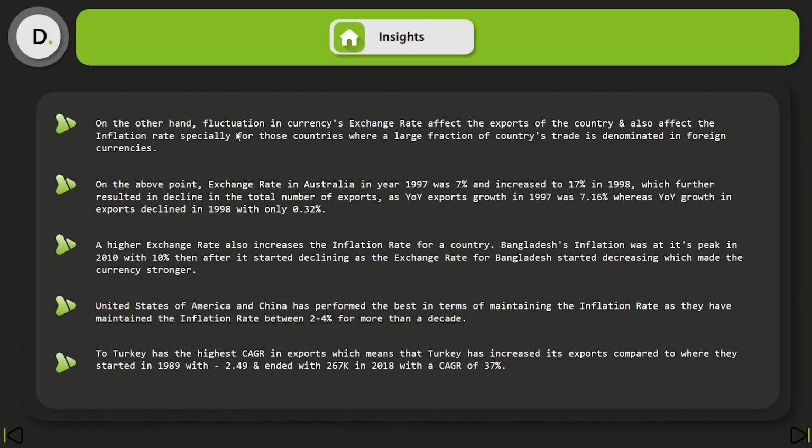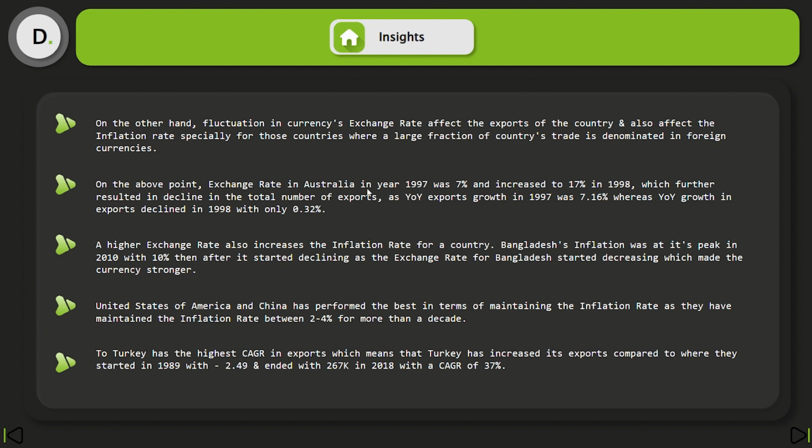So, last insight: how the fluctuation in exchange rate affects the exports or the inflation or the CPI of the country. Fluctuation in exchange rate tremendously affects the inflation rate, especially for those countries where a large fraction of the country's trade is dominated in foreign currencies, right? And the currency's exchange rate affects the exports of the country also. As the exchange rate increases, the exports of a country decrease, and vice versa.